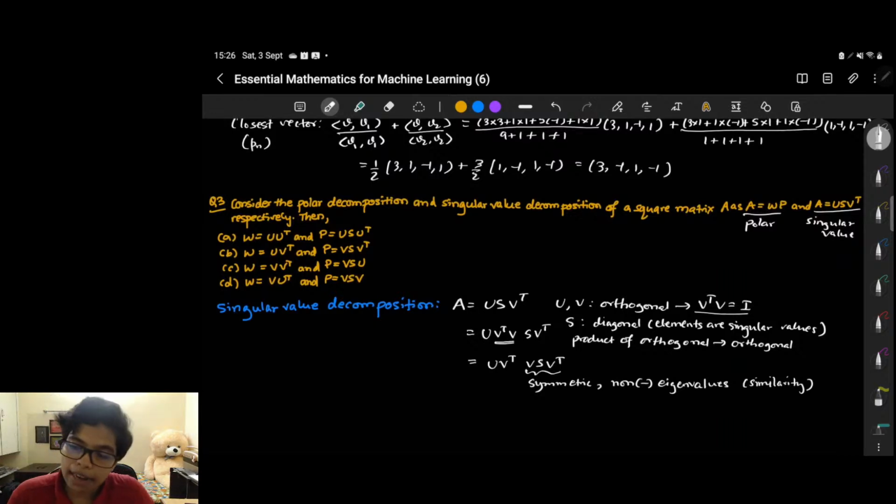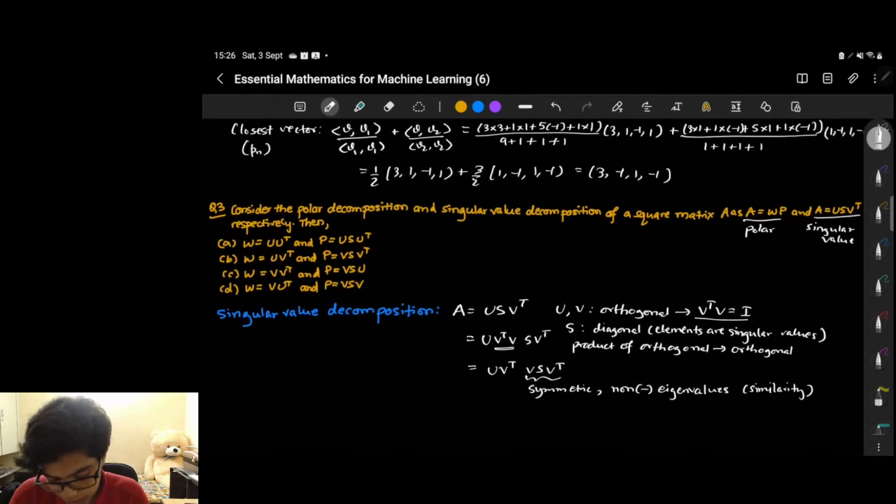And in a similarity transformation, the eigenvalues are preserved. So this is the similarity transform of the matrix S. Now S has the singular values on the diagonal, and those are the eigenvalues of the matrix as well, because S is a diagonal matrix, and in a diagonal matrix the eigenvalues are nothing but the diagonal elements.